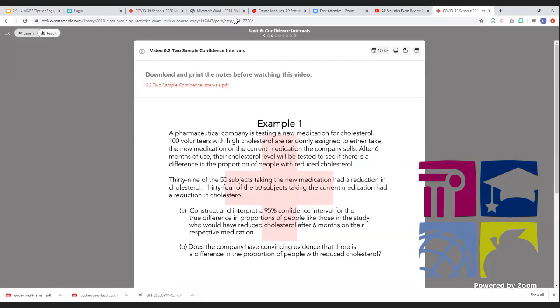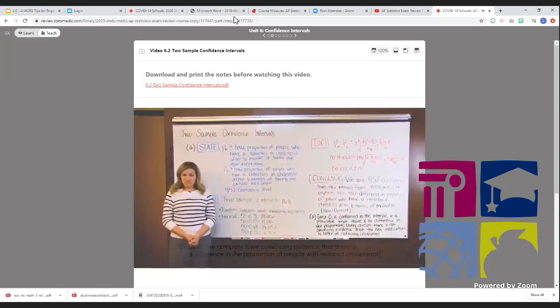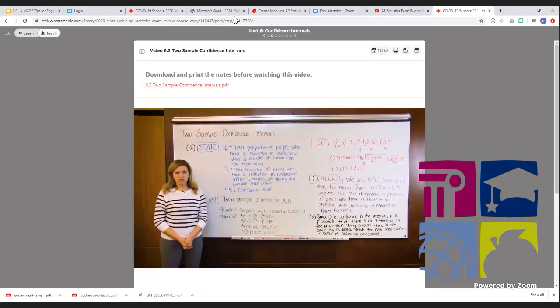Part A, construct and interpret a 95% confidence interval for the true difference in proportions of subjects who had reduced cholesterol after 6 months on their respective medication. And in Part B, does the company have convincing evidence that there is a difference in the proportion of people with reduced cholesterol? So we're going to go through the 4-step process: state, plan, do, and conclude.